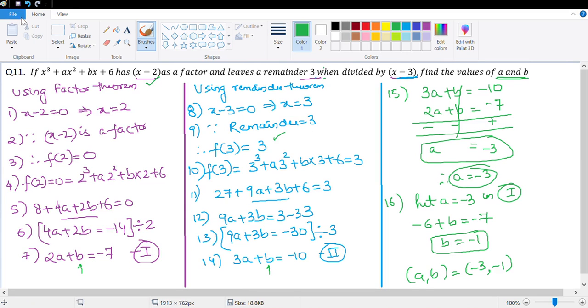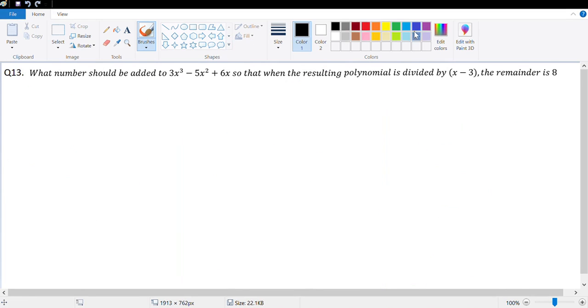Good. Let's look at the next question. The next question that we do is question number 13. Question number 13 says, what number should be added to 3x cubed minus 5x squared plus 6x so that when the resulting polynomial is divided by x minus 3, the remainder is 8.